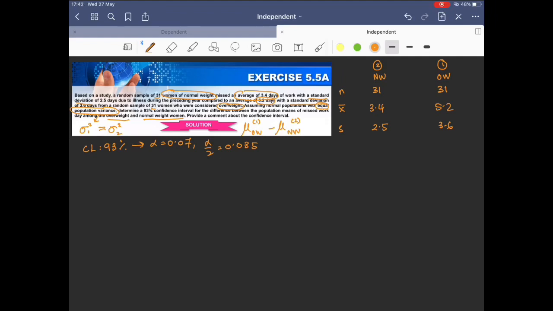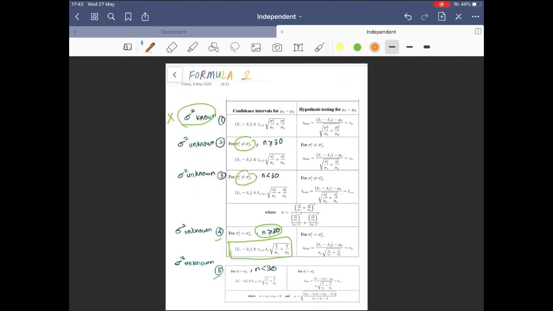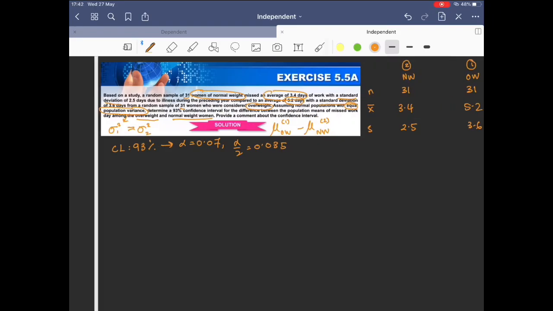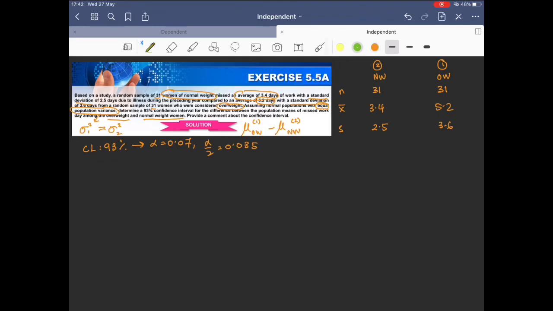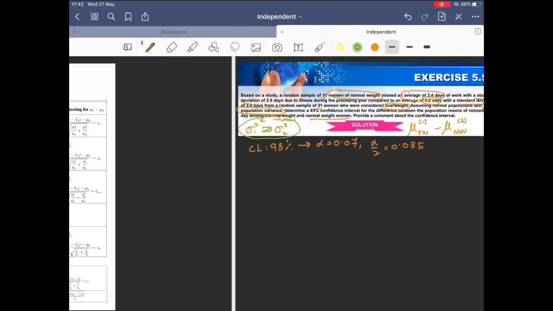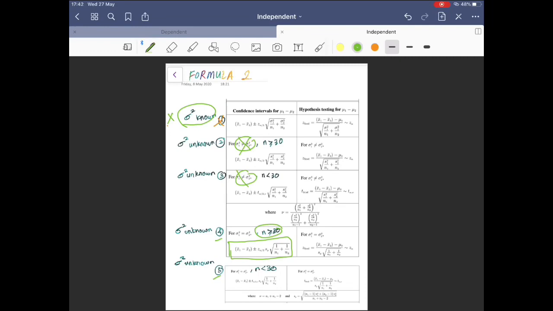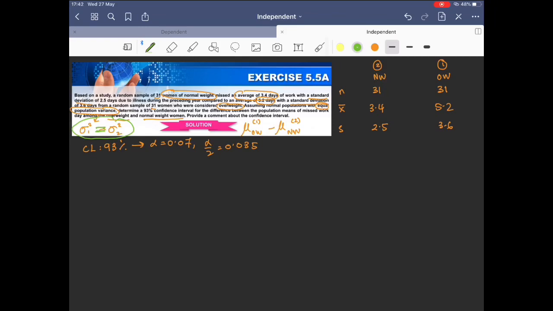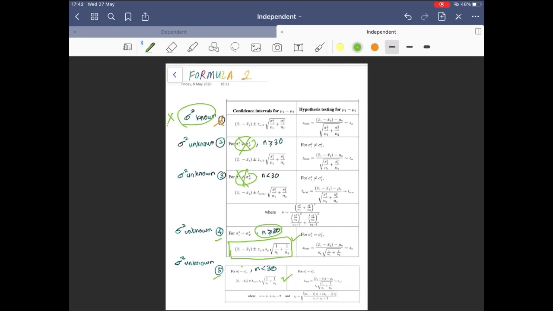Which formula do you want to use? Look at your formula again. Is there any sigma square? No. So you cannot use formula number 1. Here, the information assumes equal variance, so you cannot use unequal. It's either this one or this one. Your sample size is more than 30, so you cannot use this formula. So the formula is this one.